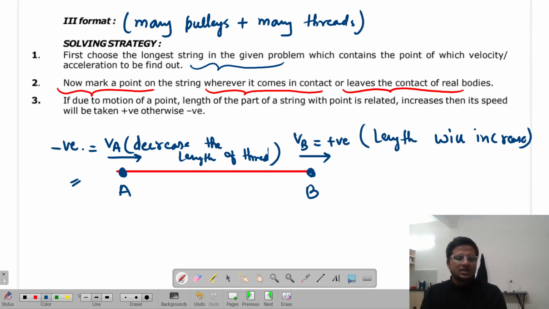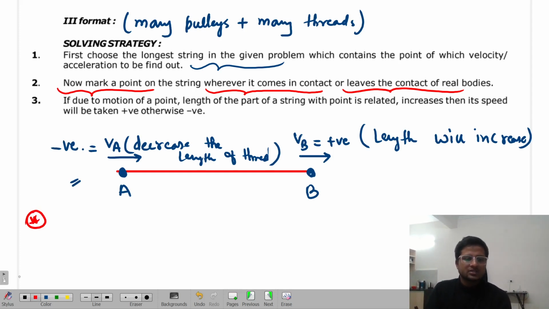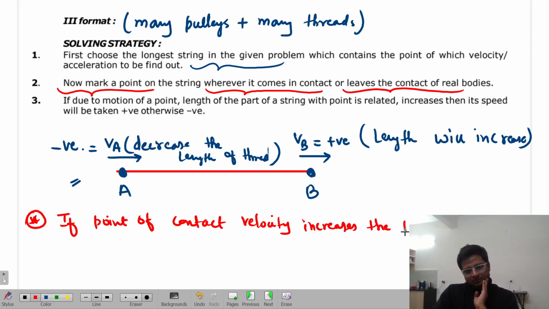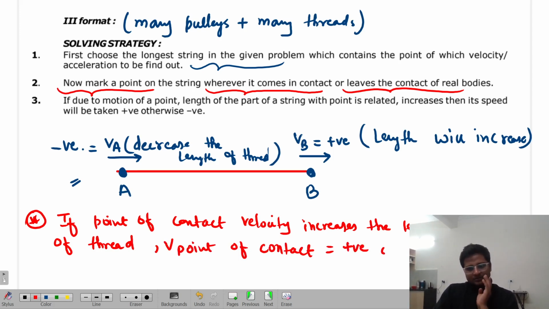So you have to always remember that for any point of contact, if the point of contact's velocity is going to increase the length of thread, then that velocity of point of contact is positive, otherwise vice versa. Is that clear or not? Totally understandable.